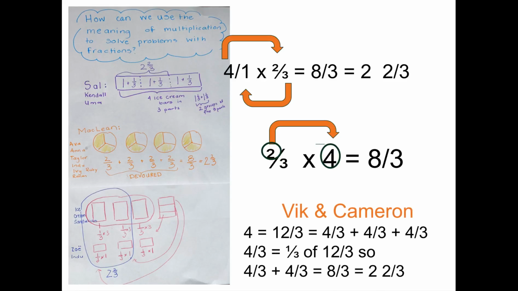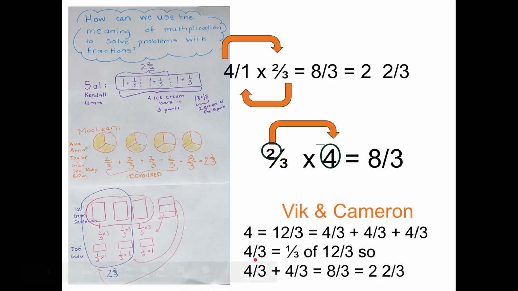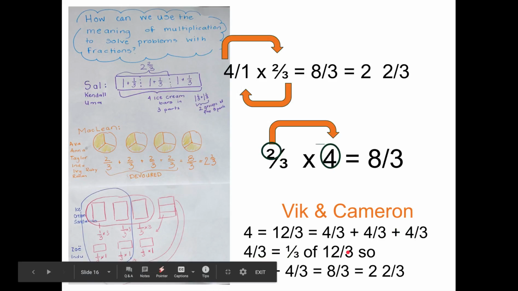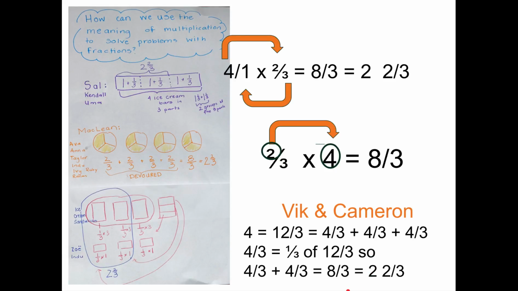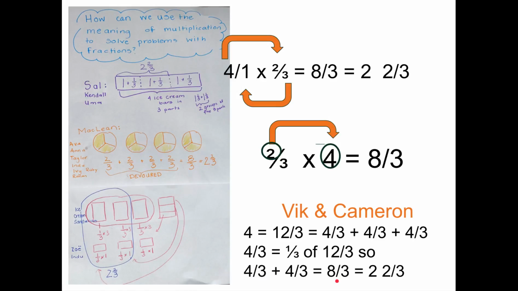Vic and Cameron had a whole different strategy with numbers. Vic and Cameron said 4 is the same as 12/3, which is the same as 4/3 plus 4/3 plus 4/3. And 4/3 is the same as 1/3 of 12/3. So they went ahead and just took 2 4/3, added them together to get 8/3. Vic and Cameron, your next step is to think about how that matches the meaning of multiplication.